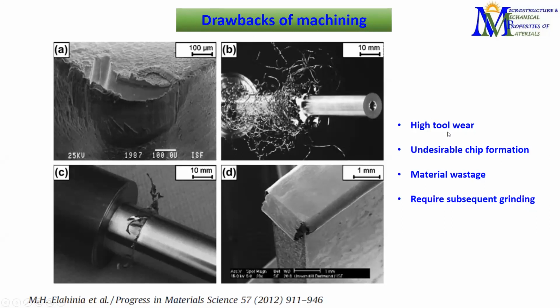For example, the tool that we use for machining gets worn, and the chip formation, which is undesirable, even varies the properties of the surface of the materials as well. There is also a huge amount of material wasted simply because of these machining operations, which cannot be used any further.